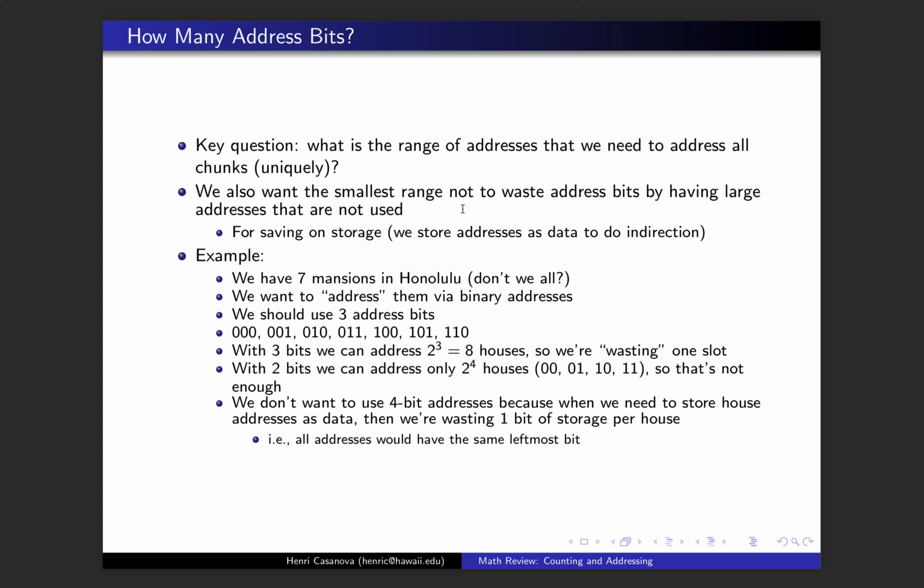But then with 2 bits, I can only address 2 to the 2, meaning 4 houses, 00, 01, 10, 11. And so that's not enough, because I need to have 7. So what we do in this case, we say for addressing my 7 mansions, I'm using 3-bit addresses, right? We don't want to use 4 bits, because that's too many, it's wasteful. With 4-bit addresses, we can address 16 things. But in this case, we only have 7, which is less than 8, which is half of 16. Therefore, we can get by with only 3-bit addresses. Okay. So hopefully this makes sense.